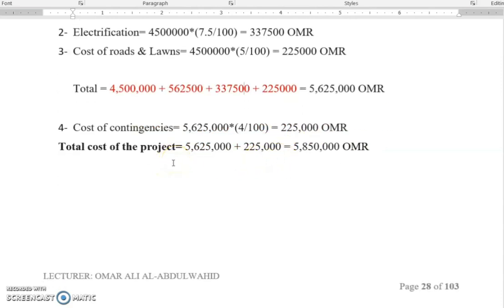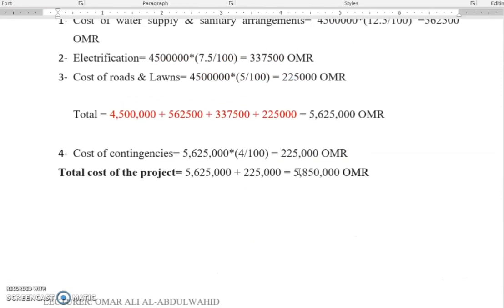بالنسبة للمشروع كمشروع. Now we have something which is called risks, and we will have this number, and to 4% we will get this contingencies amount. And total cost of the project will be the cost of the project plus the contingencies, this is the total cost of the project.